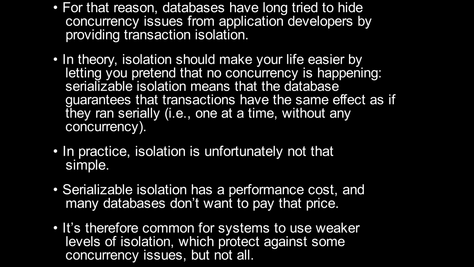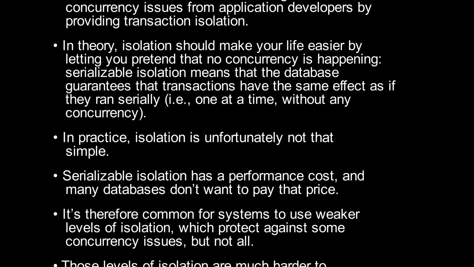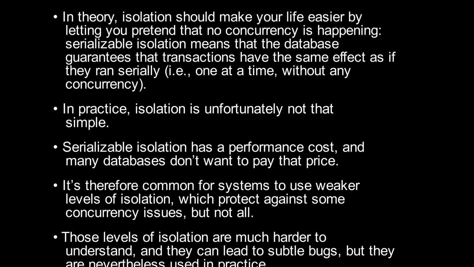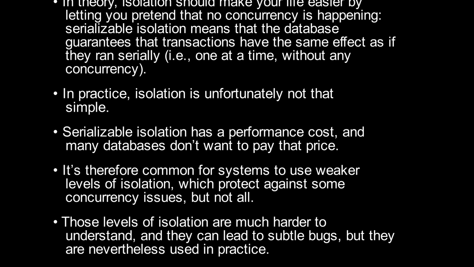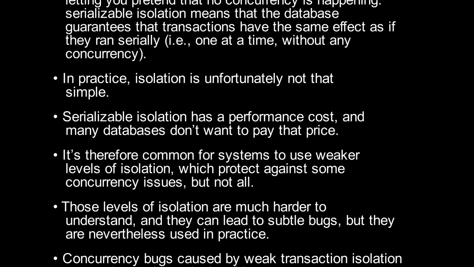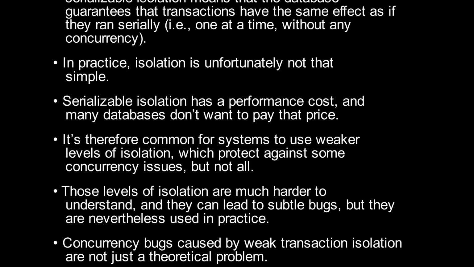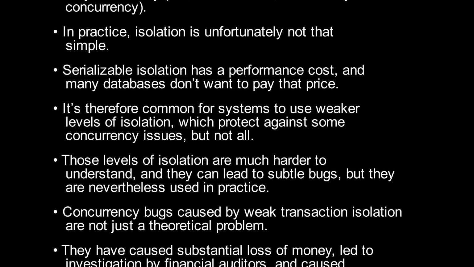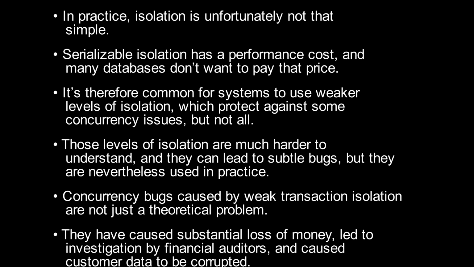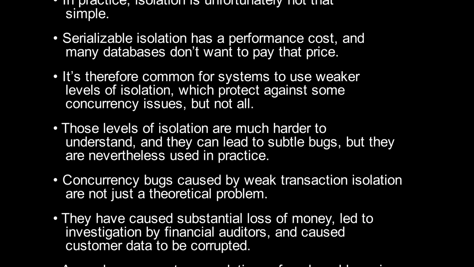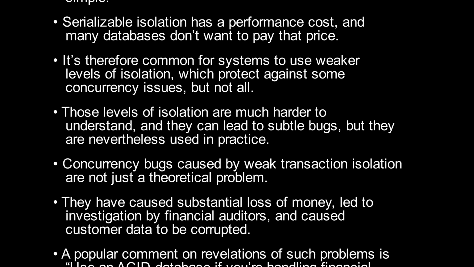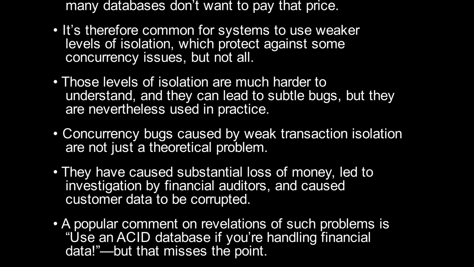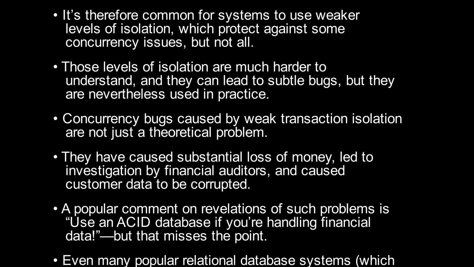Serializable isolation has a performance cost, and many databases don't want to pay that price. It's therefore common for systems to use weaker levels of isolation, which protect against some concurrency issues, but not all. Those levels of isolation are much harder to understand, and they can lead to subtle bugs, but they are nevertheless used in practice. Concurrency bugs caused by weak transaction isolation are not just a theoretical problem. They have caused substantial loss of money, led to investigation by financial auditors, and caused customer data to be corrupted.